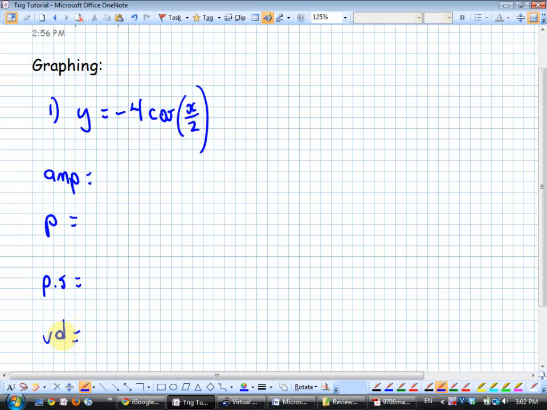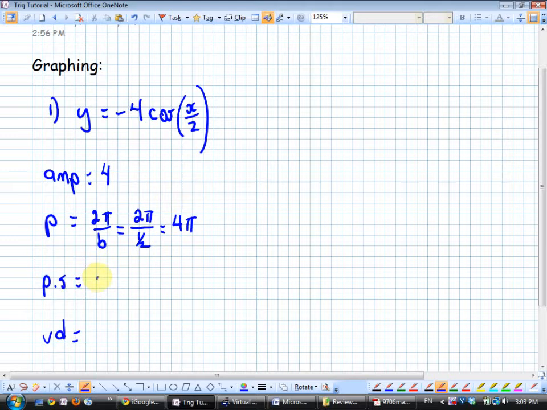What's the amplitude of this graph? Careful. 4. Good. What's the period? Careful. It's not 1/2. The period was defined as 2 pi over b, which is going to be 2 pi over 1/2, which is, how do I divide by a fraction, flip it, multiply? 4 pi. Right?